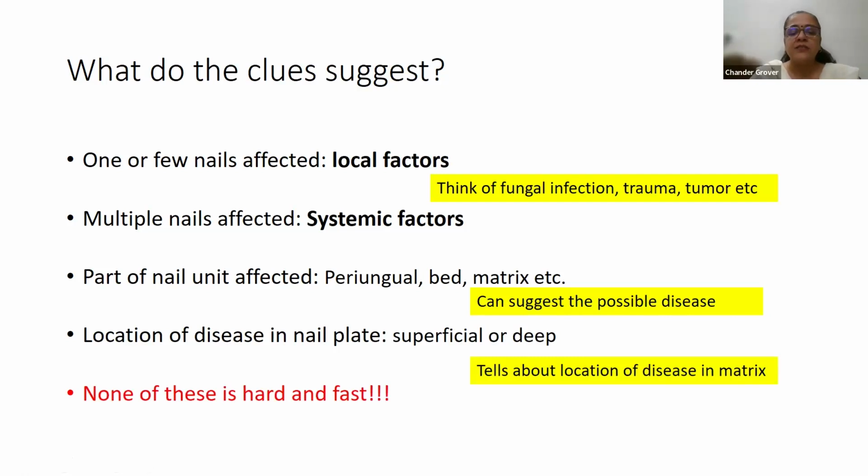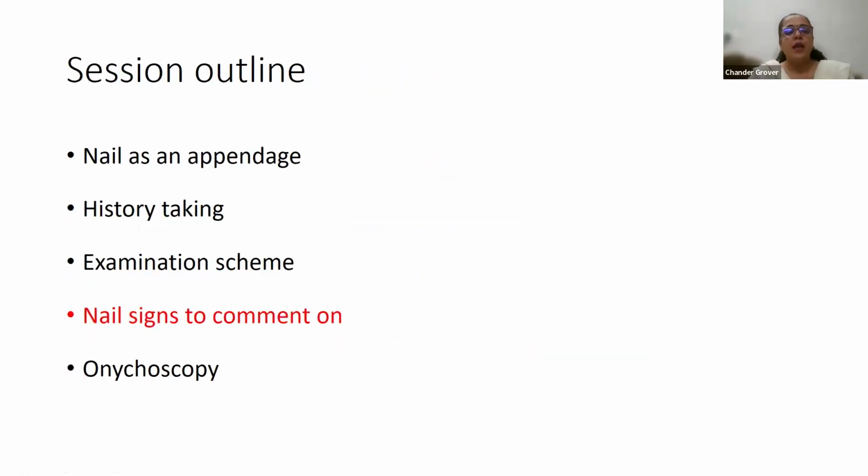So none of these is your absolute go-to, like this is localized to two nails, so it can't be an inflammatory disorder. You can see isolated nail psoriasis localized to one or two nails, nail lichen planus localized to one or two nails. This can't be a hard and fast scheme for you. These are all clues.